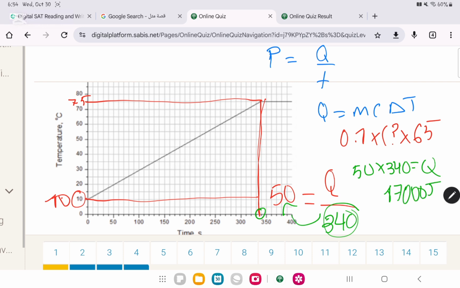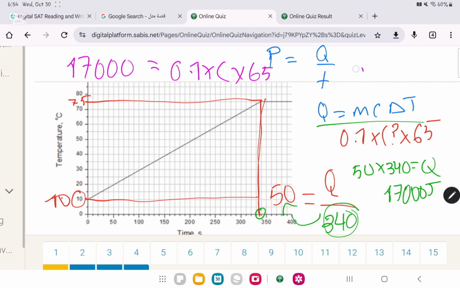17,000 joules. Now, we know Q equals MC delta T, okay? Our Q is 17,000 joules, is equal to the mass, which is 0.1, times C, which we need to find, times delta T, which is 65. So then we make an equation. We get C is equal to 17,000 divided by 0.1 times 65.